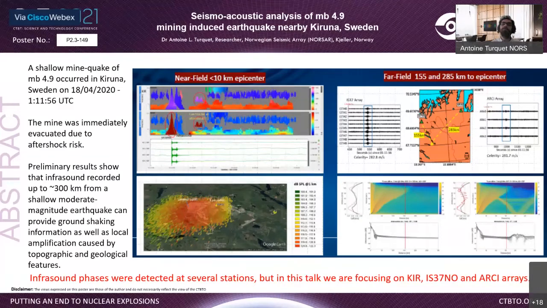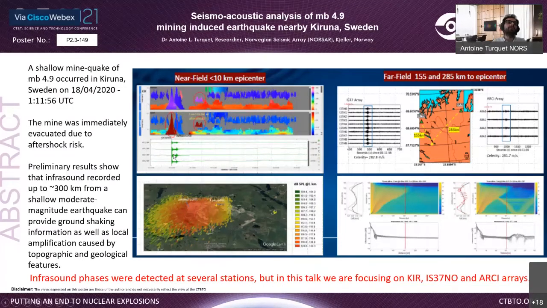And this earthquake was very shallow, less than 1 kilometer in depth. Then it has a good coupling towards the atmosphere, and luckily, we managed to record this earthquake both in near field and far field. Near field is less than 10 kilometers to the epicenter, as you see here. You can, of course, get better pictures in my slides if you want to look at it.